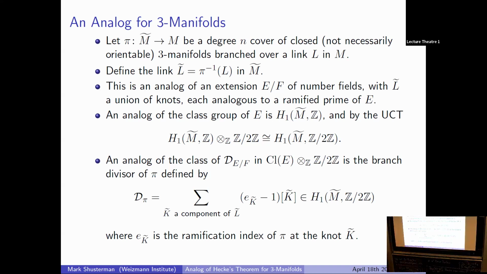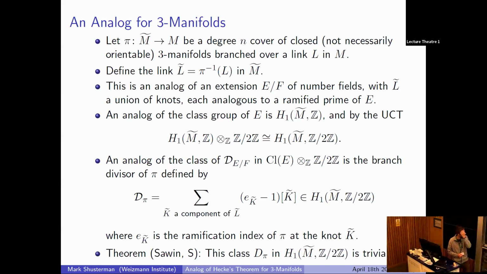Yeah, and so the theorem that we prove is, if you accept this analogy, then the theorem says that this class is 0. Very much like the result we had in the arithmetic situation.